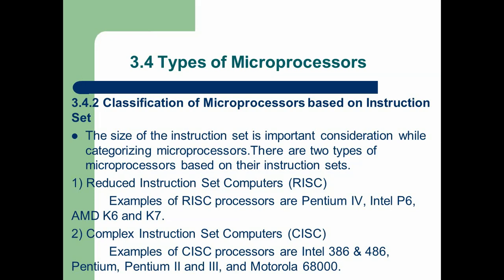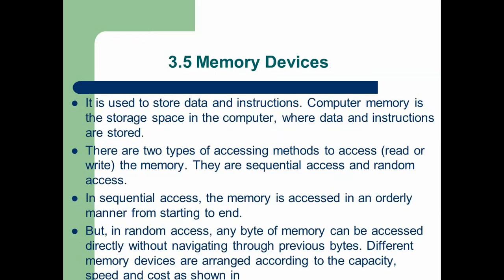Now we go for the next topic, memory devices. Memory devices are used to store data and instructions in the computer. There are two types of accessing methods: sequential access and random access. So these are the access methods.